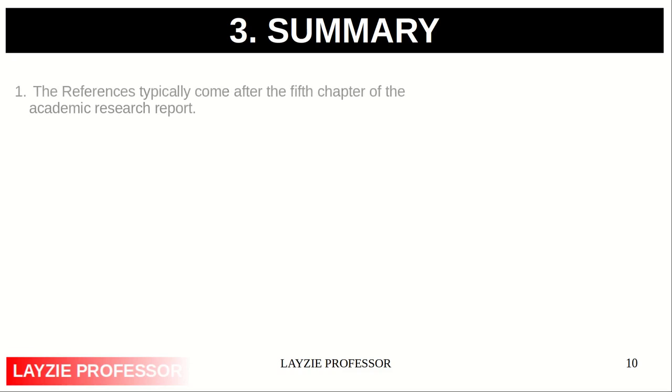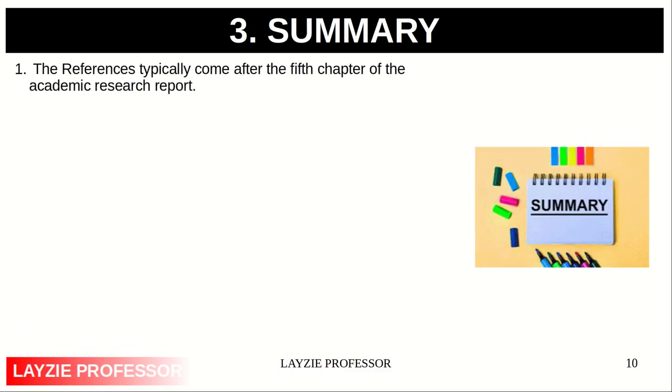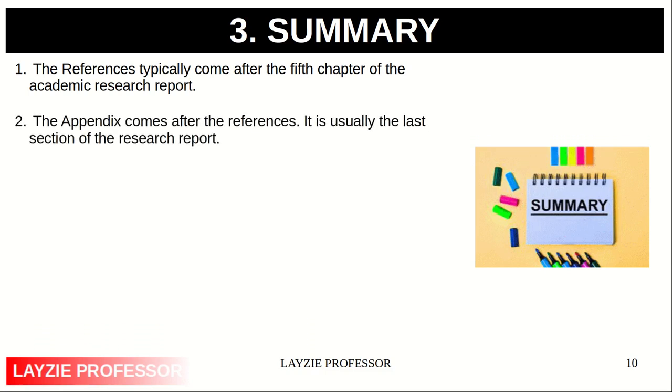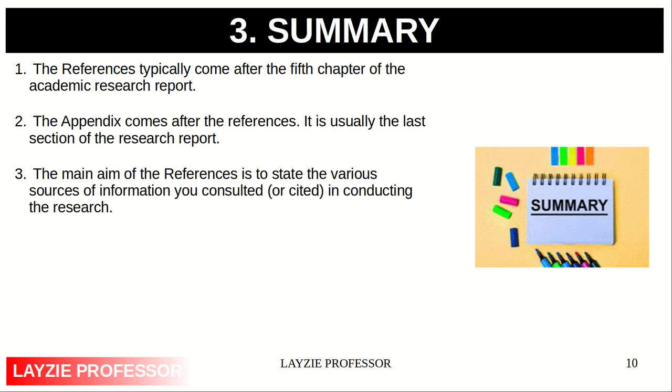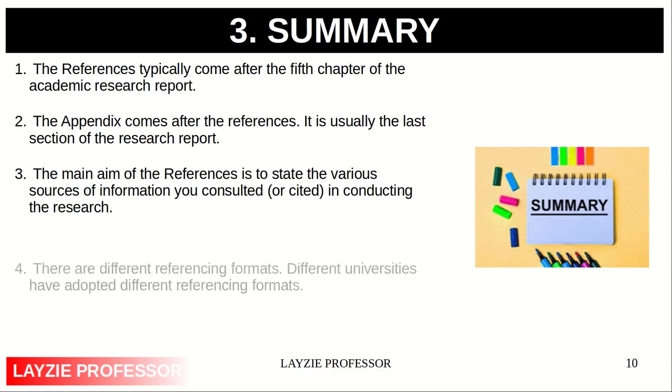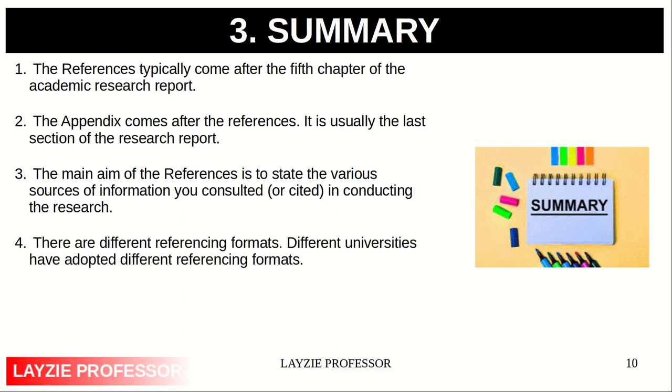In summary, the references typically come after the 5th chapter or the last chapter of the academic research report, and the appendix comes typically after the references, and it's usually the last section of the research report. The main aim of the references is to state the various sources of information that you consulted or cited in conducting the research, because these sources help you to formulate your ideas in carrying out your research, and you must acknowledge them by referencing them. There are different referencing formats available within the scientific landscape, and different universities have adopted different referencing formats that they prefer.